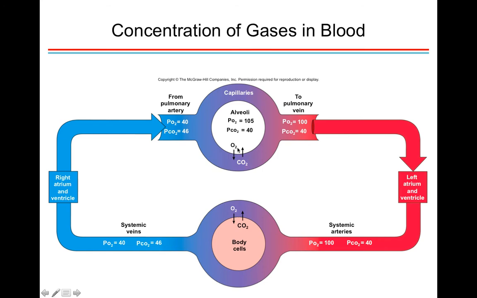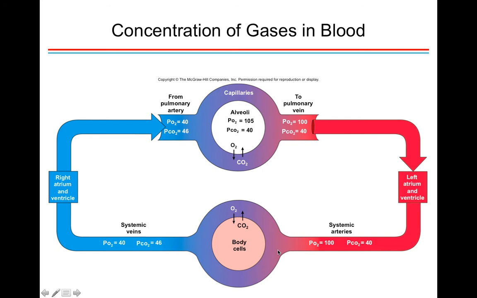Then, leaving the lungs, we have the oxygenated blood with less carbon dioxide in it that is going to be entering the pulmonary vein. And we see that the pressure for oxygen went up to 100 millimeters mercury, and for carbon dioxide, it actually went down to 40. This blood will be going to the left atrium and left ventricles, oxygenated blood to be pumped out to the aorta, and then the arteries, and then sent to capillaries.